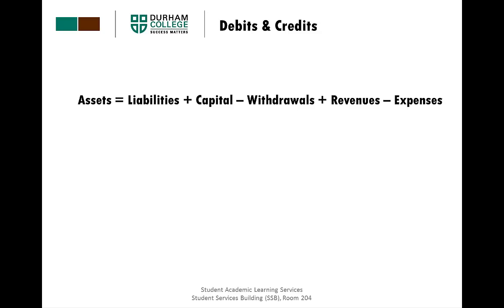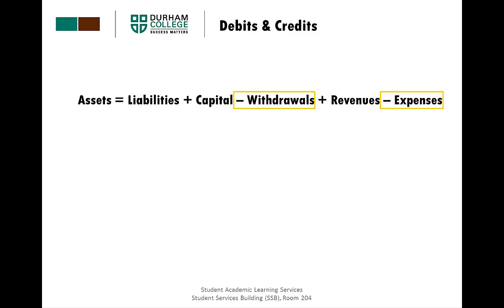Before we do our example, we need to expand the accounting equation. We do this because equity is made up of 4 different account types that change the equation in different ways. Instead of equity, we're going to use capital, withdrawals, revenues, and expenses.